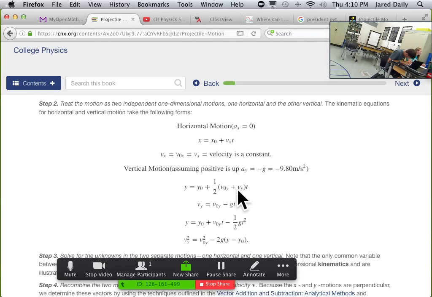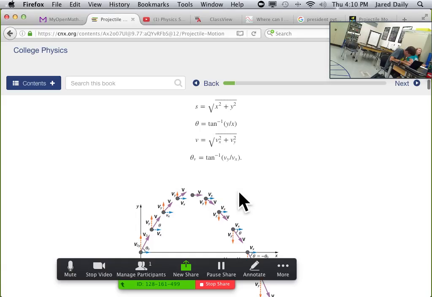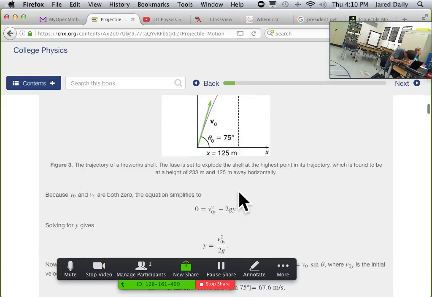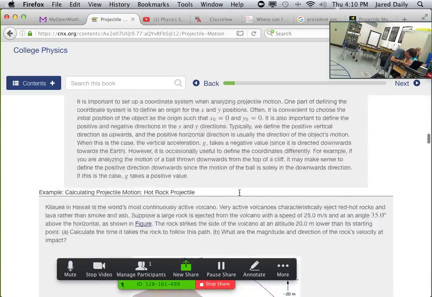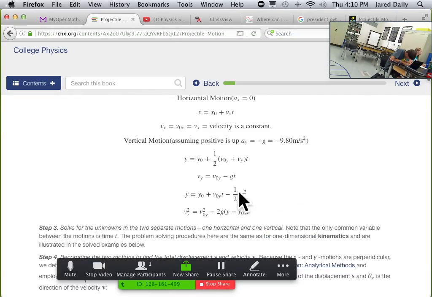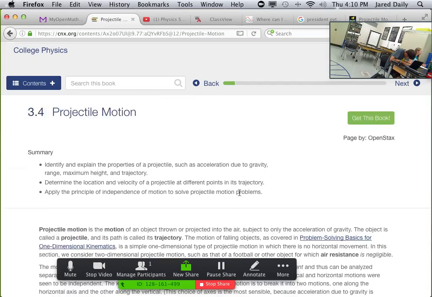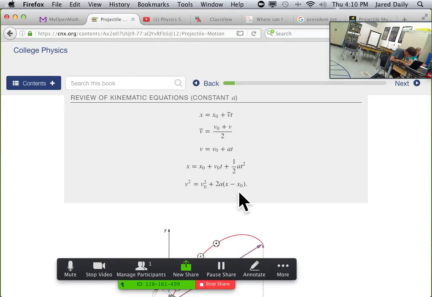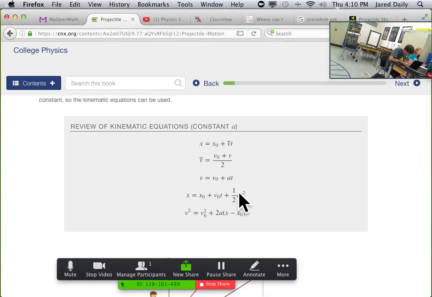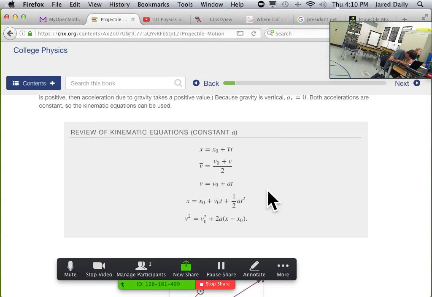Okay, well, that's okay. I really want them all in the horizontal direction. Where is that? Oh, here they are. Okay. So here are the kinematic equations.